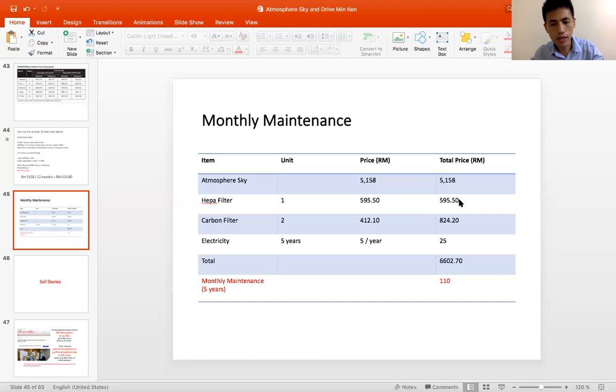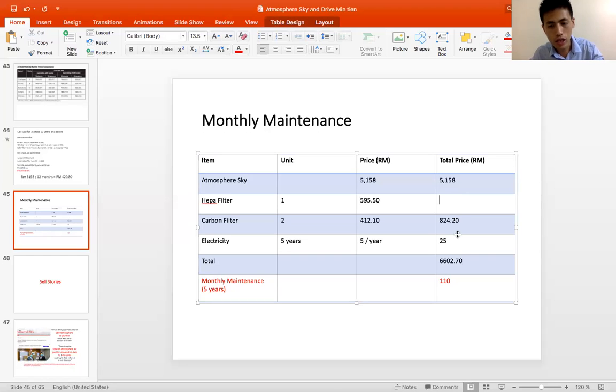Okay, never mind. Okay. So this is the actual cost. You don't need to change the HEPA. You only need to change 2 pieces of carbon plus the electricity. So the total cost is about 6,000 for 5 years. So if you divide 6,000 by 60 months, this is 100 ringgit per month.